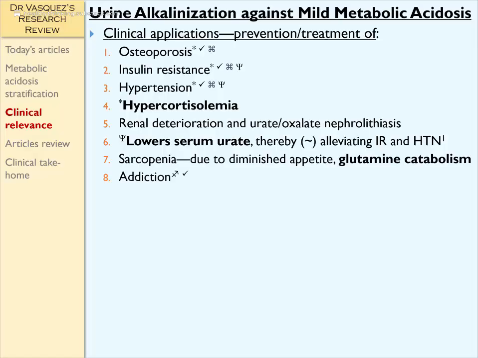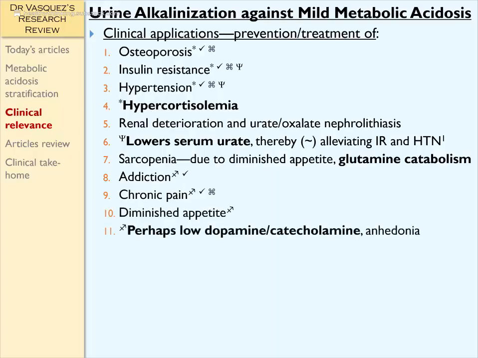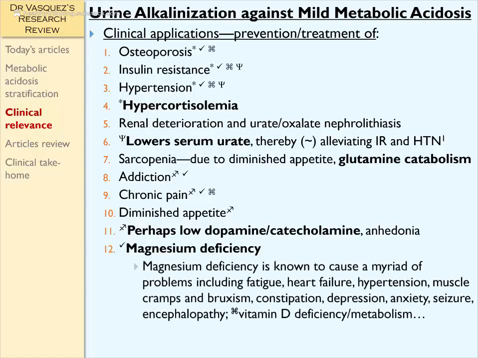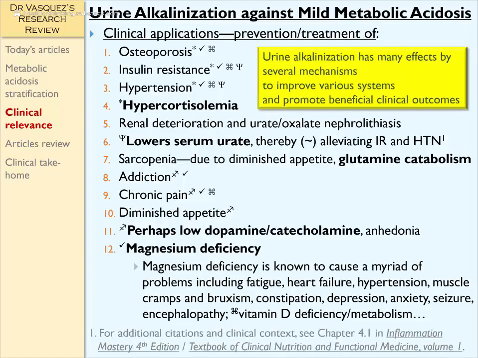At least one study has shown that urinary alkalinization helps to alleviate the cravings that lead to addiction. Also, urinary alkalinization has been shown in at least one or two clinical studies to alleviate chronic pain. Also helps to alleviate diminished appetite. Some of these particular benefits might be due to low dopamine or catecholamine levels, which are increased following urinary alkalinization. Also, endorphin levels are increased following urinary alkalinization. Urinary alkalinization also helps to prevent and treat magnesium deficiency, and of course that provides us with a myriad of various clinical benefits. Again, I've detailed all of this in my book, Inflammation Mastery, 4th edition.